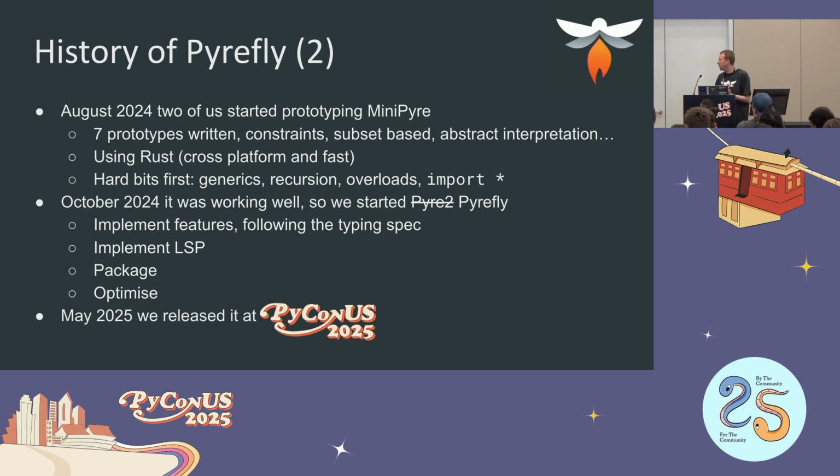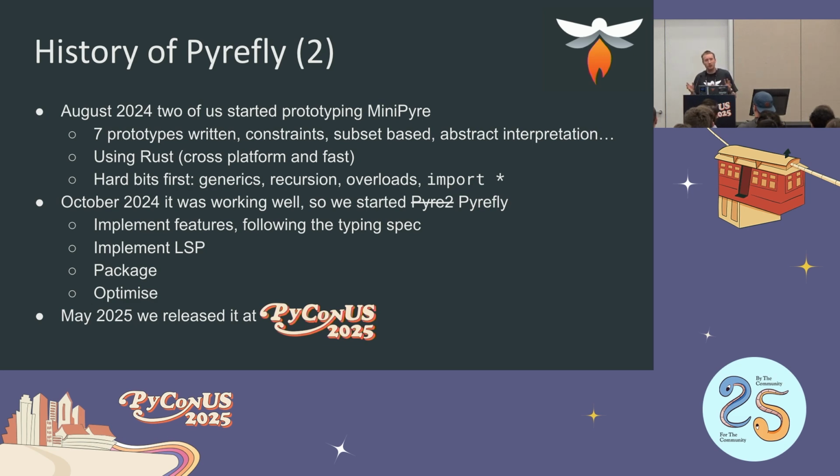So should you use constraints, subsets, abstract interpretation, all these ideas? And eventually we came to one that we thought, this looks good. I like this. It uses Rust, so it is both cross-platform and fast. And we very much started on the hard bits of a Python type checker first. Like type checking a function call.